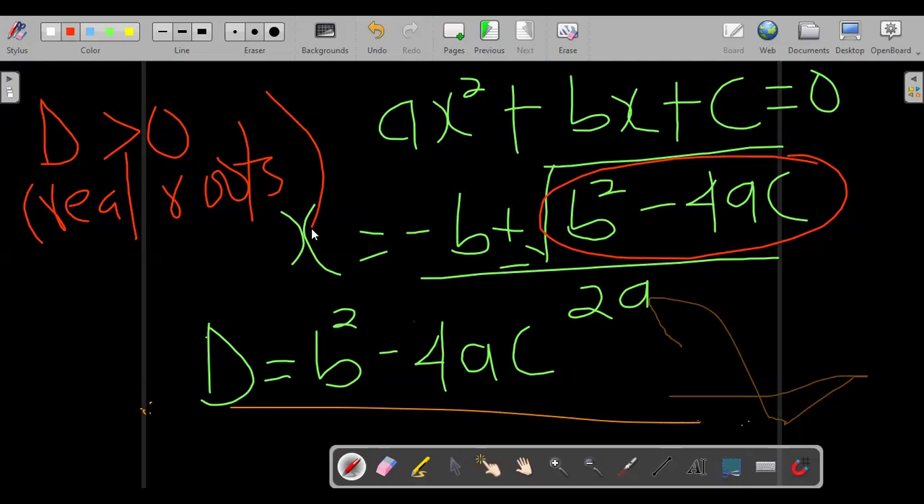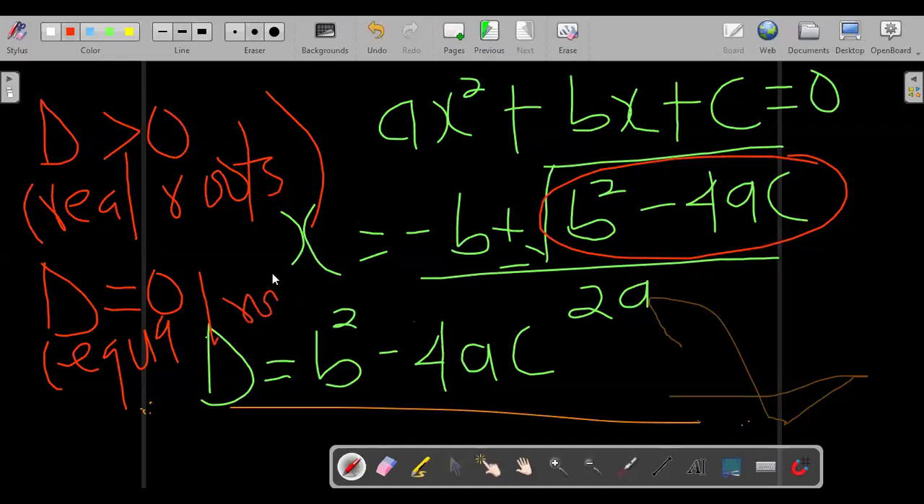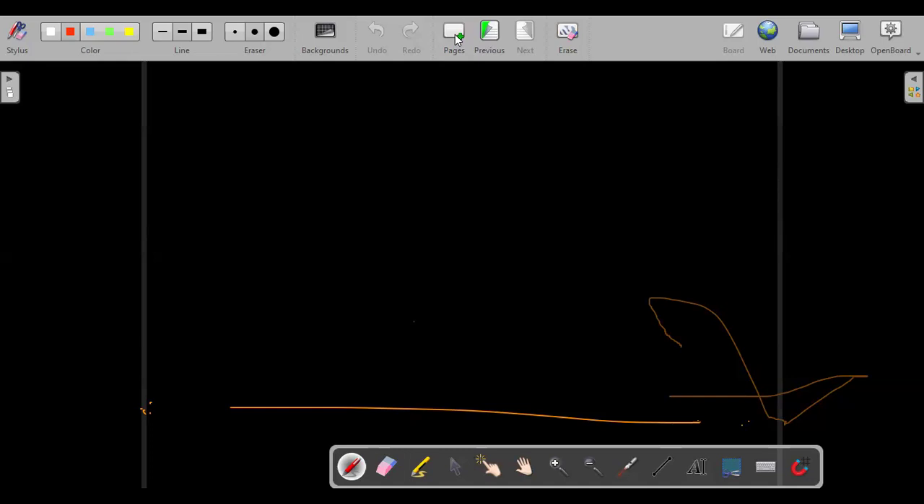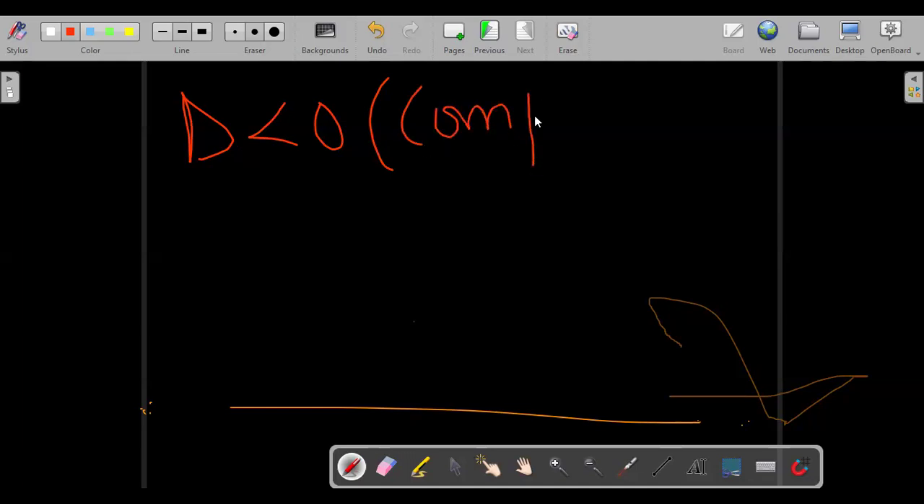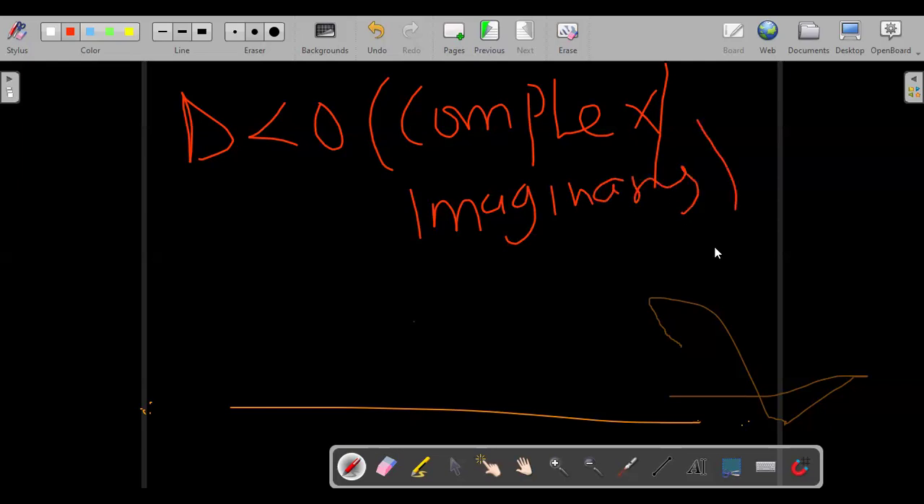Then the second condition is that if your D is equal to 0, it is referred to as equal roots. If our D is less than 0, they call it complex roots or imaginary roots. So these are the 3 conditions for a discriminant value.